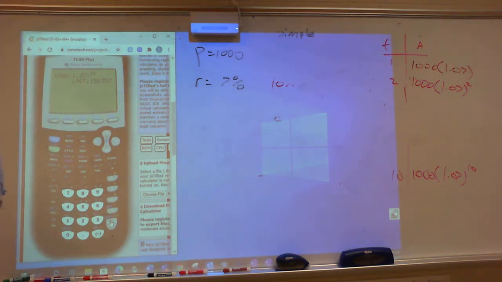And how much money do we have? $1,967.15. Wow, almost doubled the money in 10 years. Now, I mean, that's what 7% does, right? Obviously, a lower percent takes a lot longer before you double. Did this make sense?